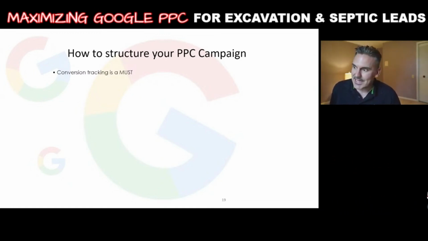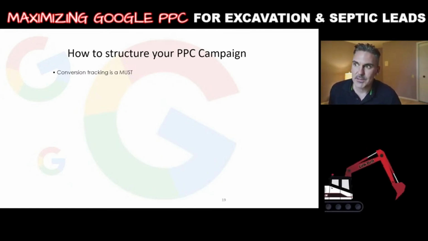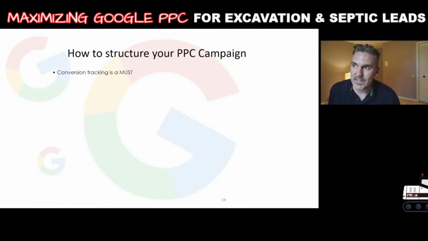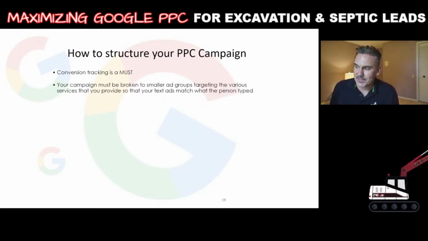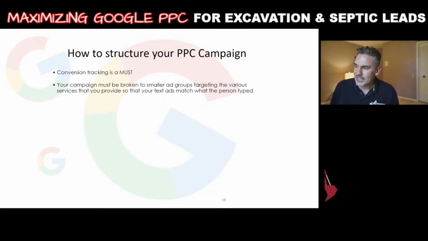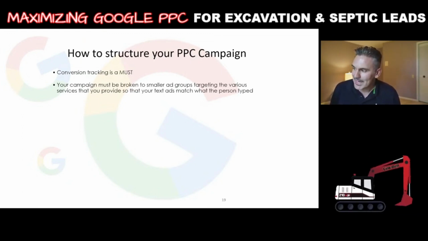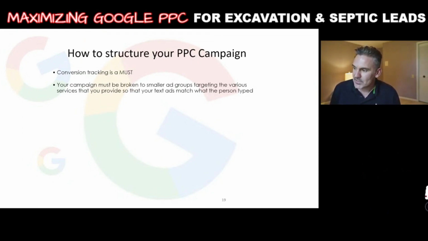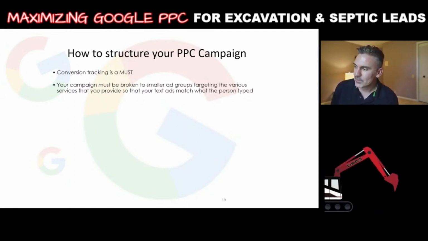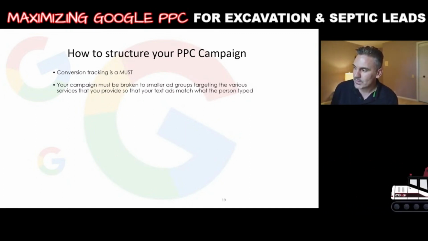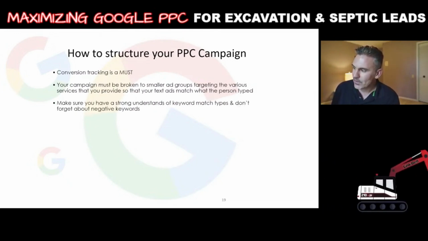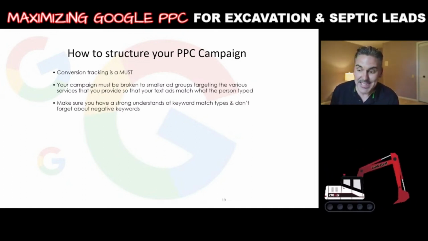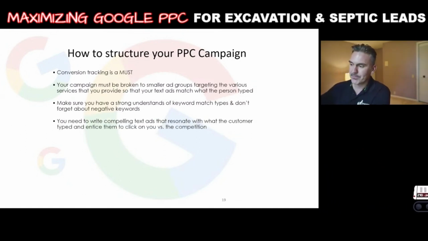And they have a lot of data on people as far as their demographics, what areas are generating the most leads, and so on. So it definitely helps out the campaign. And then your campaign must be broken into smaller ad groups targeting various services that you provide, so that your text ads match what the person typed in. And then make sure you have a strong understanding of keyword match types, and don't forget about negative keywords, which I'll share with you.